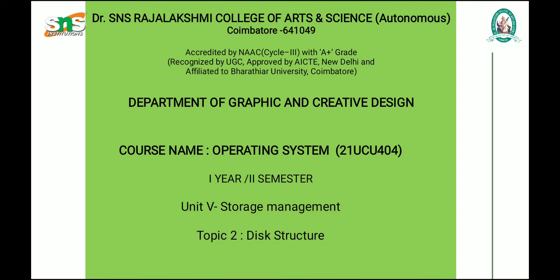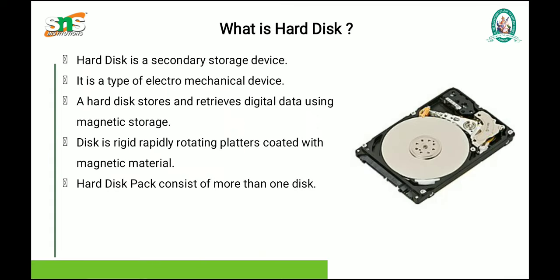So, in the next session, we are going to discuss disk structures. So, what is a hard disk? A hard disk is a secondary storage device. It is a type of electromechanical device. The hard disk stores and retrieves digital data using magnetic storage. The disk consists of rigid, rapidly rotating platters coated with magnetic materials. A hard disk pack consists of more than one disk.